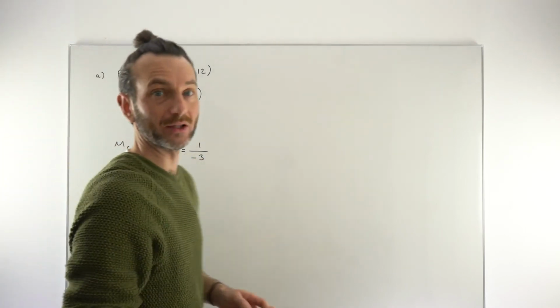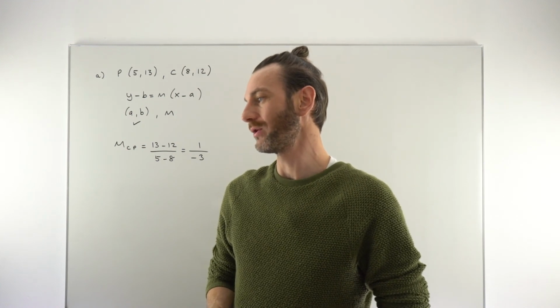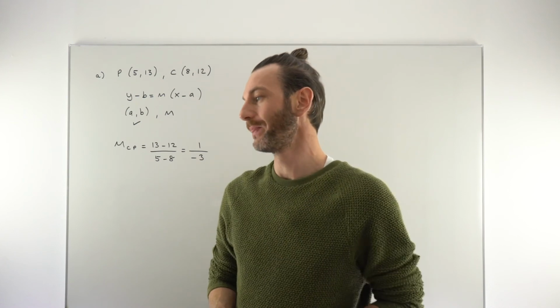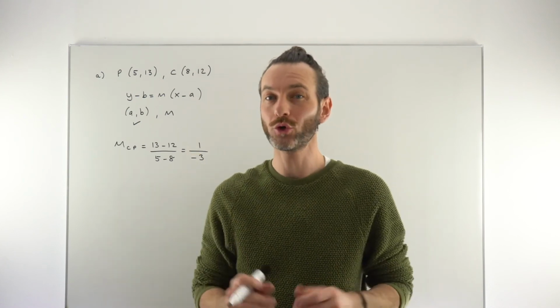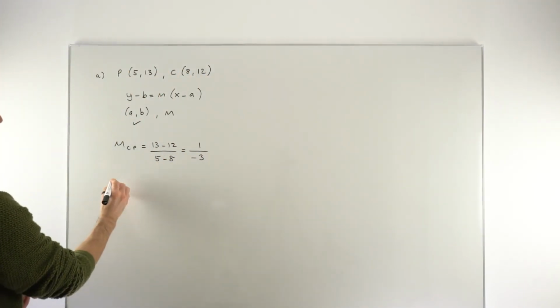So if you just check the diagram, does that make sense? Looking at the diagram, yes, that is a negative gradient. So the line is sloping down to the right, and it's quite shallow, so the negative 1/3 looks fine. So always check your diagrams to make sure you get the correct sort of orientation for your gradients.